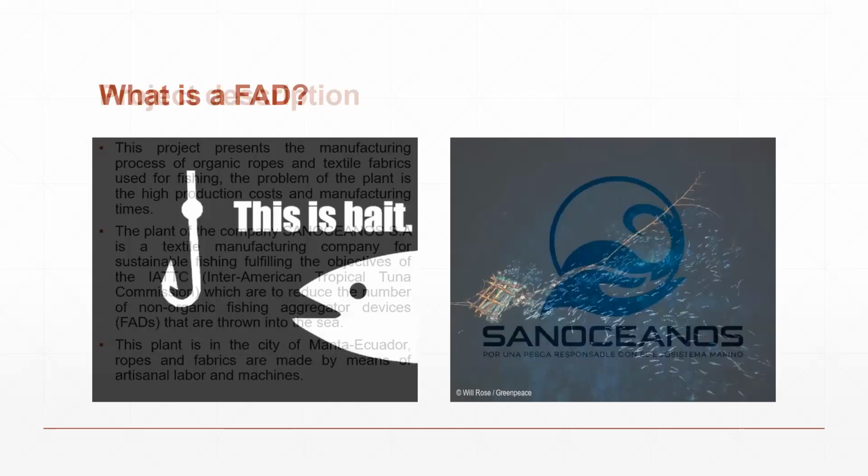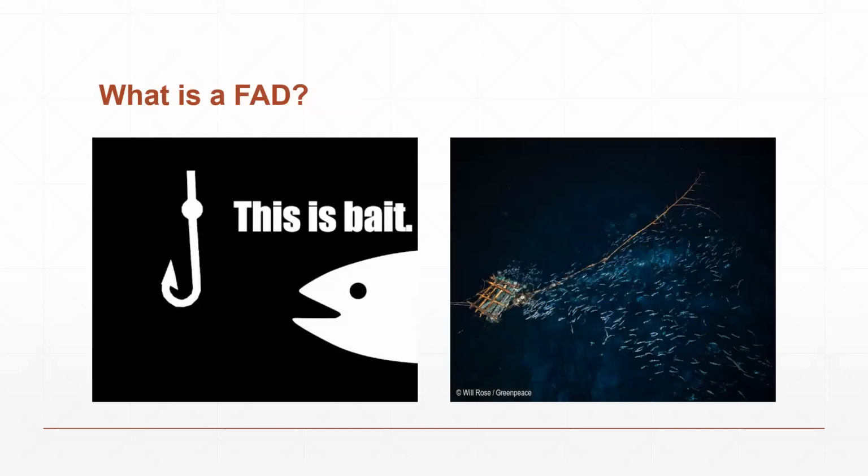So what is a FAD? A FAD is like a bait, but used for high volume fishing. Typically, it's used for fishing from industrial boats. So when we want a high volume of fishing, we need to use FADs, fish aggregating devices.